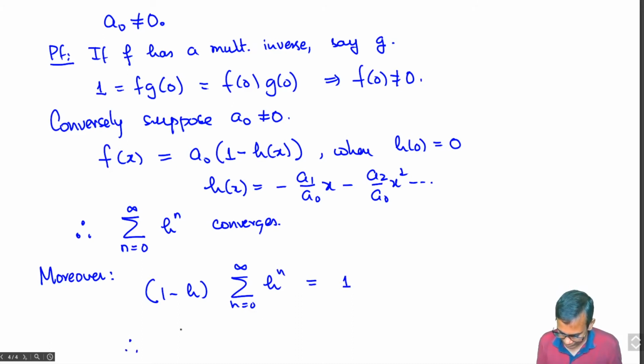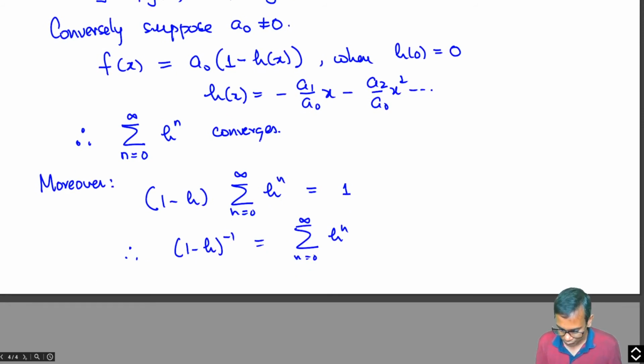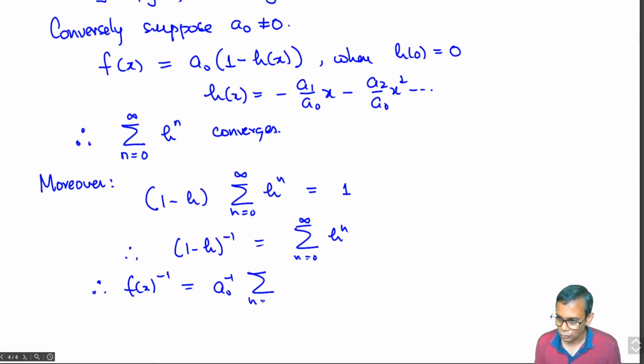Therefore, what we get is that (1 minus h) inverse is equal to the summation over n from 0 to infinity of h^n, and so we can compute the inverse of f(x). Therefore, f(x) inverse is equal to a0 inverse times the summation over n from 0 to infinity of h(x) to the power n. A very explicit value for the inverse of f(x).